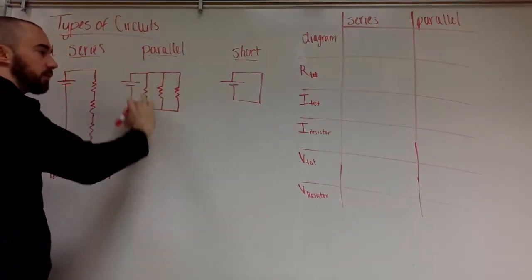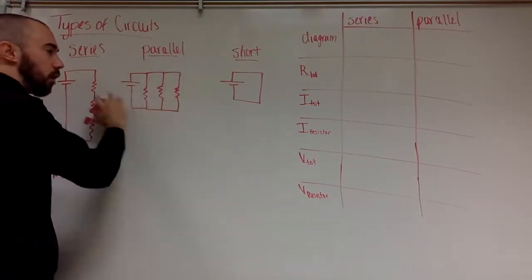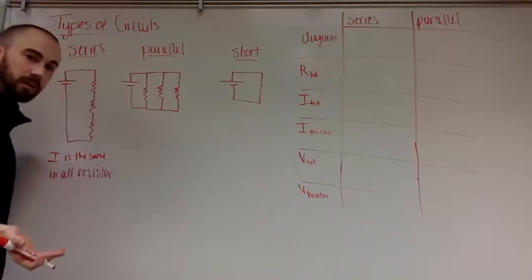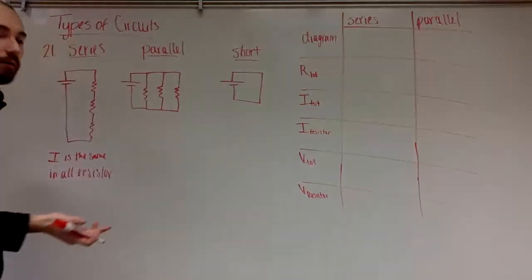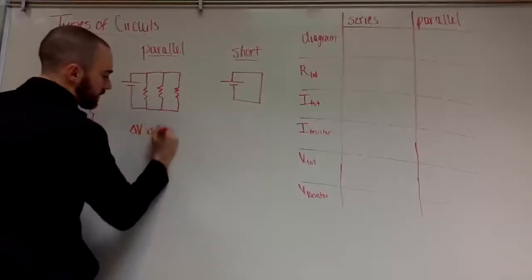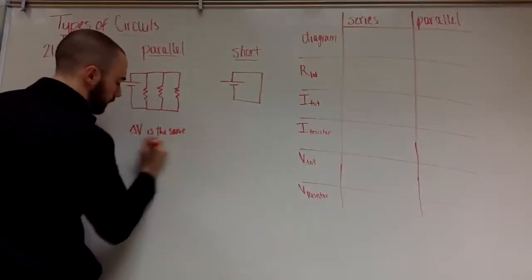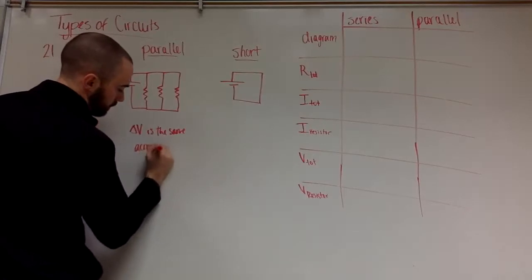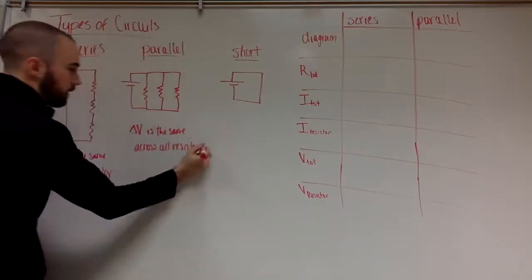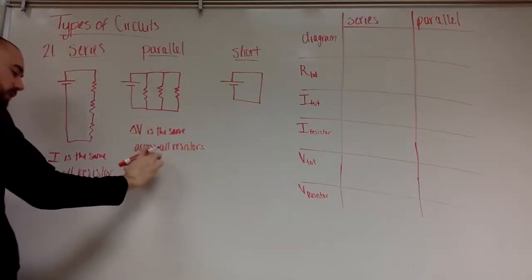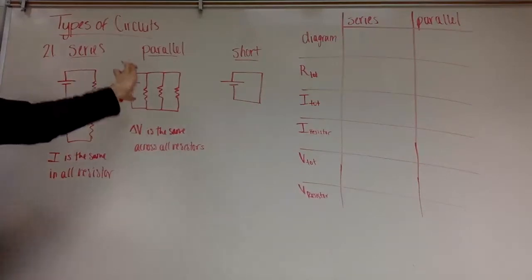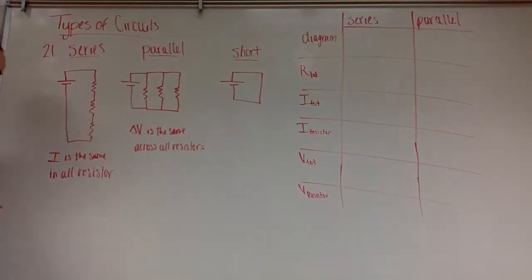Meaning that the potential difference from one side to the other in all of these pathways, when I get from this point to this point, no matter which way I go, it's going to be the same amount of energy change. Therefore, your delta V is the same across all resistors. And notice I said across for this one and in for this one. Current is always in something. Change in voltage is always across something.